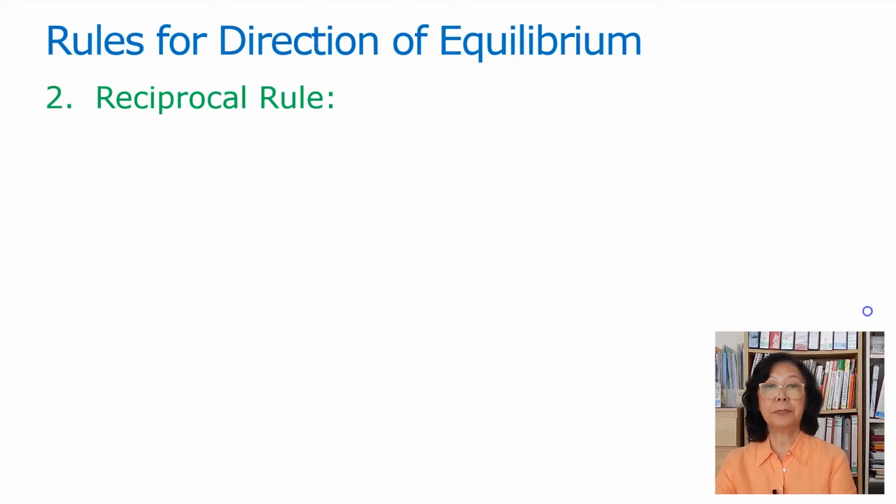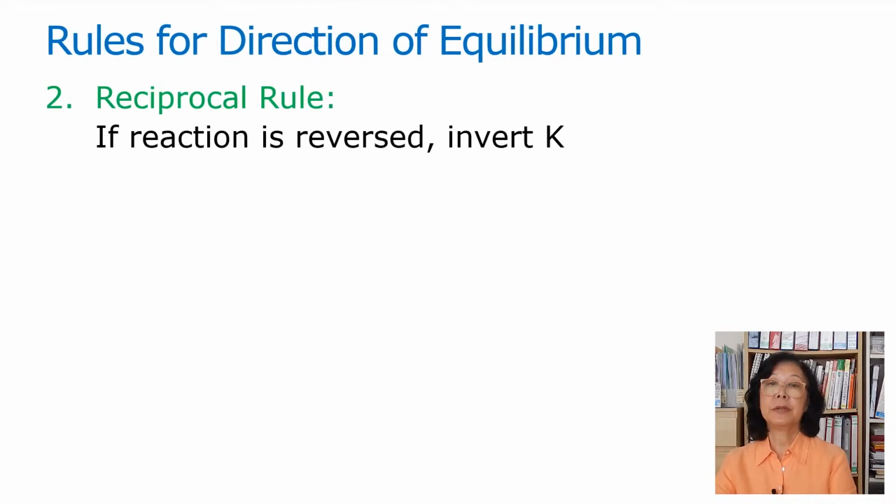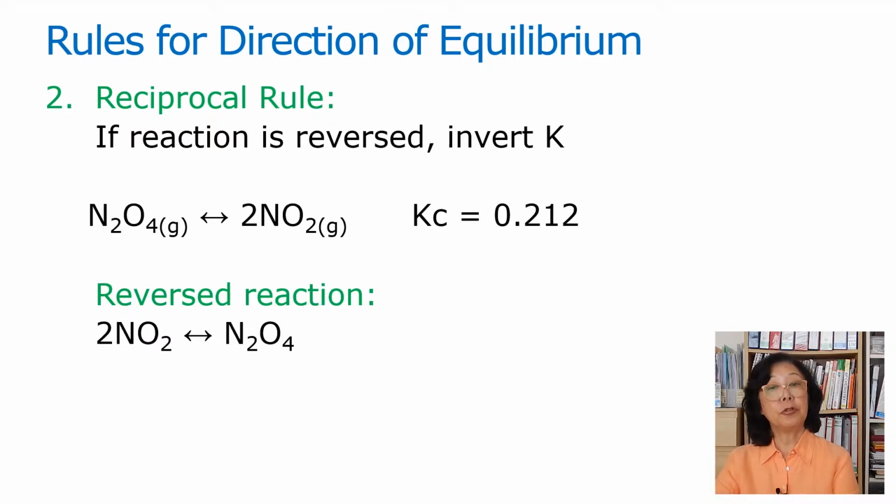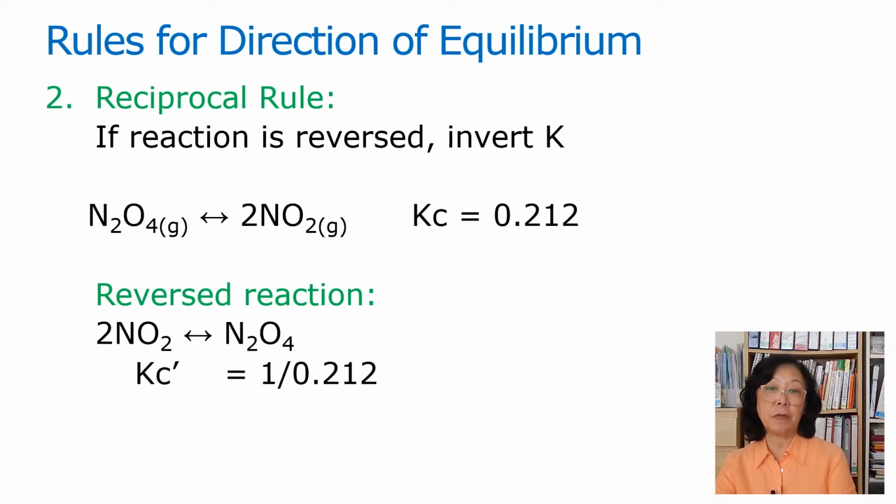The second rule, the reciprocal rule. If the reaction is reversed, we will invert K. For example, the Kc is 0.212. Now we reverse the reaction into 2 moles of NO2 to make N2O4. Then we take the inverse of Kc, which is 1 over 0.212, which is 4.72.